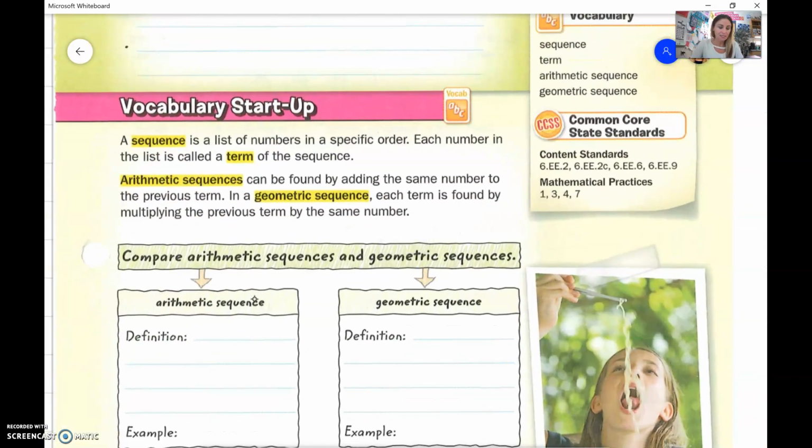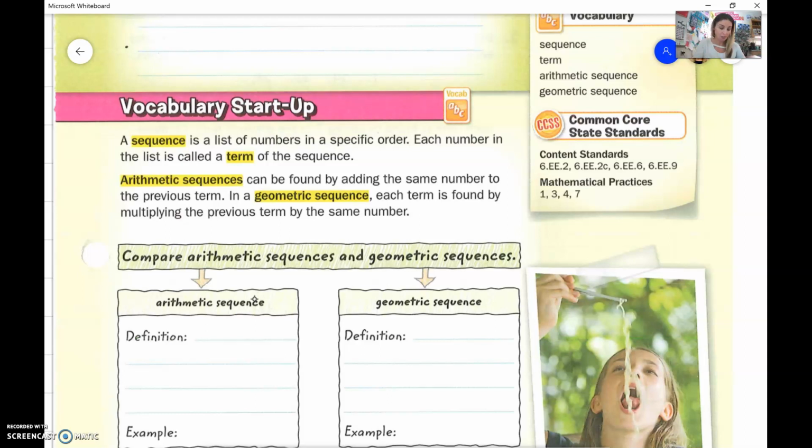It says, a sequence is a list of numbers in a specific order. Each number in the list is called a term in a sequence. So, for example, if I have a set of numbers, 5, 10, 15, 20, 25, that is a sequence of numbers. Now, each of those numbers are called terms. Okay, they're each separate, just like when we were talking about our algebraic equations. We talked about terms, like terms. So a term is anything that is divided by an addition or subtraction problem.